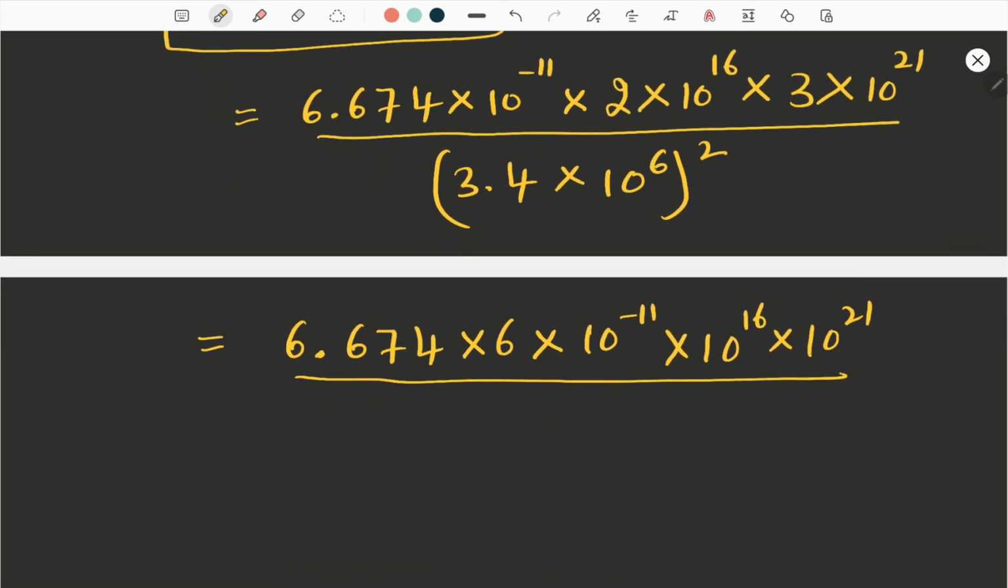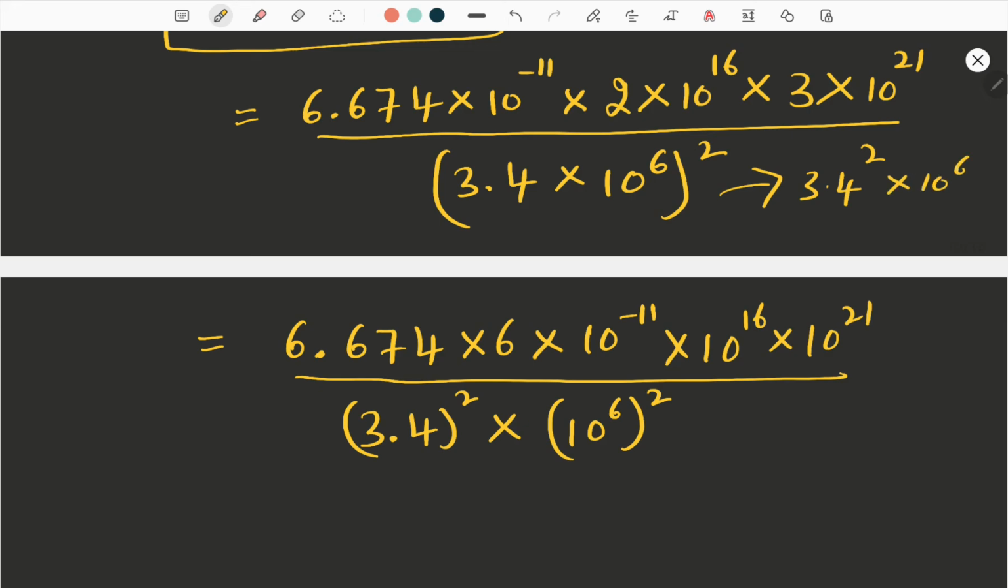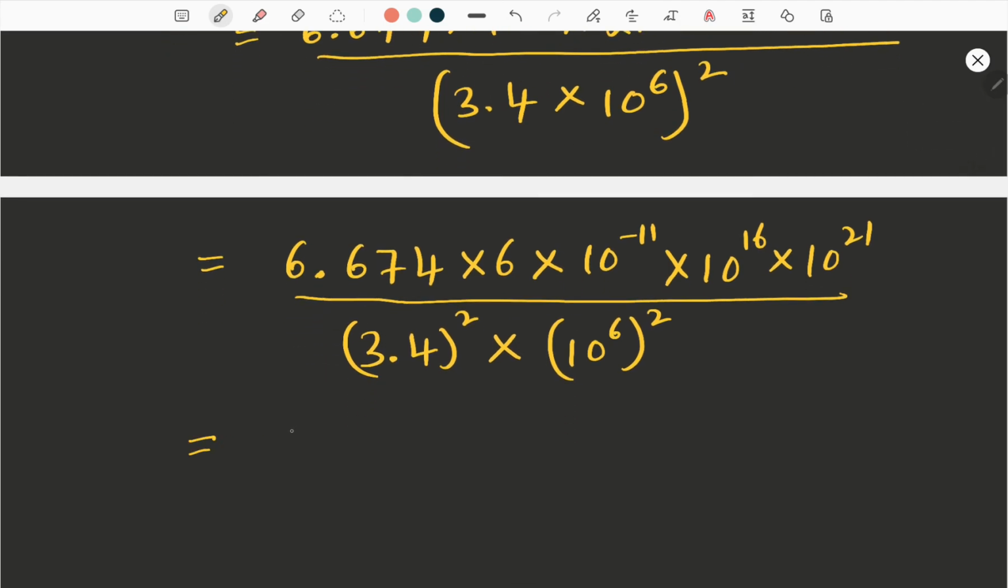Then divided by what is this? 3.4 into 10 to the power 6 whole square means 3.4 whole square. You are going to write it as 3.4 whole square into 10 to the power 6 whole square. Correct? I hope you are understanding what I am trying to say, because it is x into y to the power m, so it can be written as 3.4 whole square into 10 to the power 6 again whole square. All these laws of exponents are coming to your use now. Let us keep this number separately, that is 6.674 into 6. You are going to multiply this and divide by 3.4 whole square, which means 3.4 into 3.4.